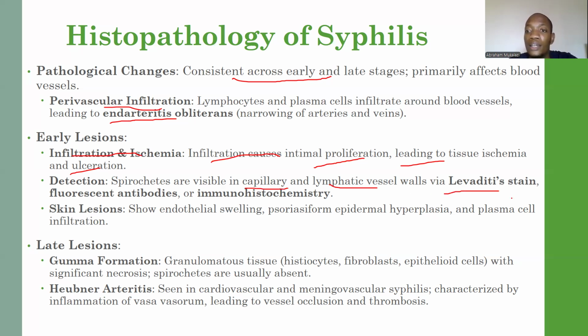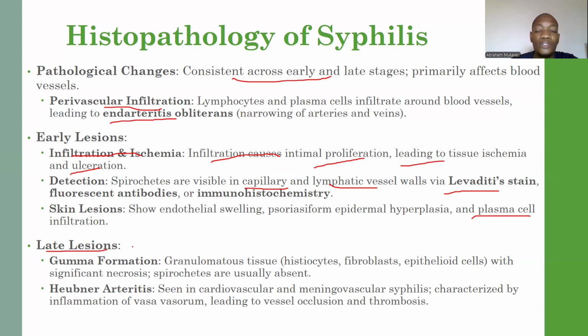if you do the Levaditi stain, or even fluorescent antibody or immunohistochemistry. But when you take lesions from the skin, you'll be able to see endothelial swelling, or even a psoriasiform pattern, or sometimes even a lichenoid pattern, but you'll have infiltration having plasma cells, lymphocytic cells, and the rest.